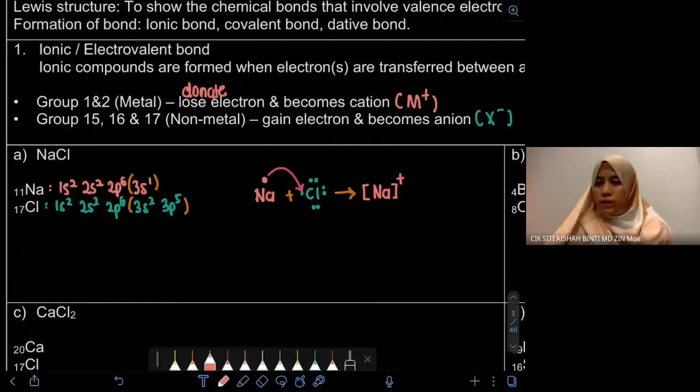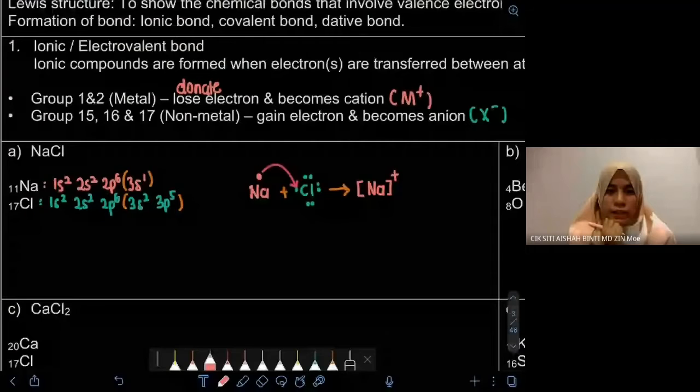Okay tadi, check electron. Okay, so ada positively charged dekat situ kan? Positively charged only one sebab dia donate satu sahaja elektron. Okay, tu yang what happen to sodium. What happen to klorin kita?